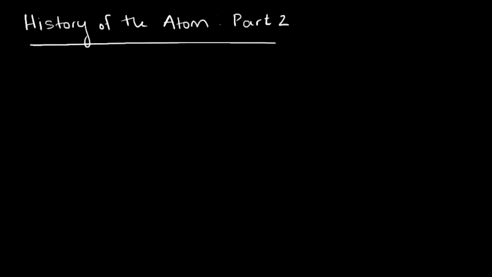Alrighty, welcome to the history of the atom, part 2. And in the last video, we discussed Dalton's theory of the atom and the 4 rules or tenets within that theory. Before we look at the experiments which helped elucidate the structure of the atom we know today, I want to take a quick, closer look at Dalton's theory.